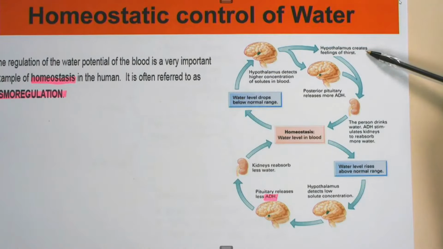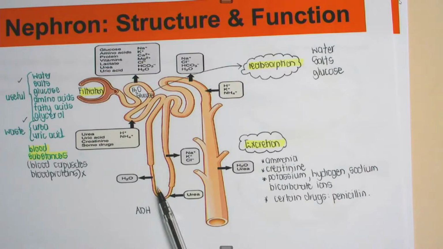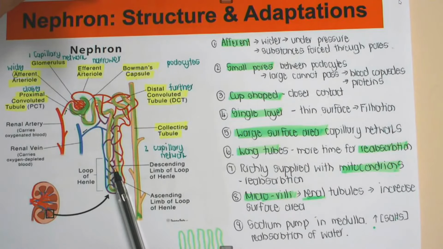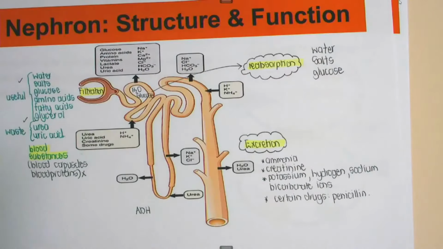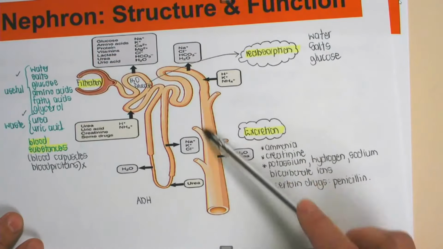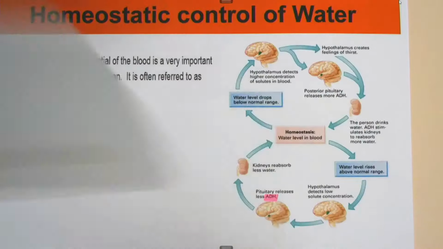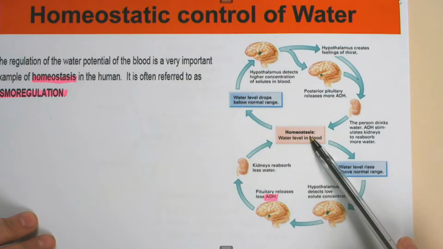And then again, what happens here now in these tubes, there will be more permeability of the membranes, so that more water can be reabsorbed into the network and go back into your body. And then less water will go out through urine. And then what happens? The water level goes back to normal.